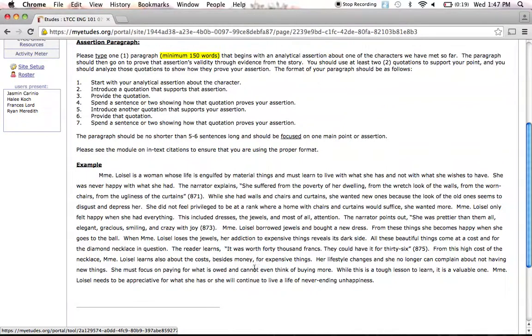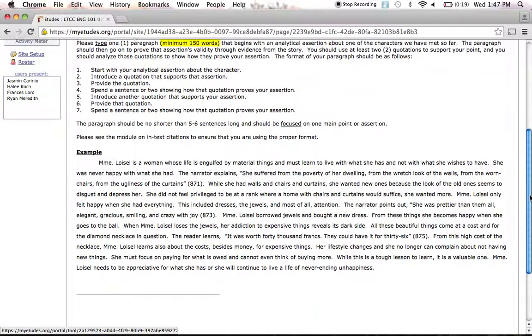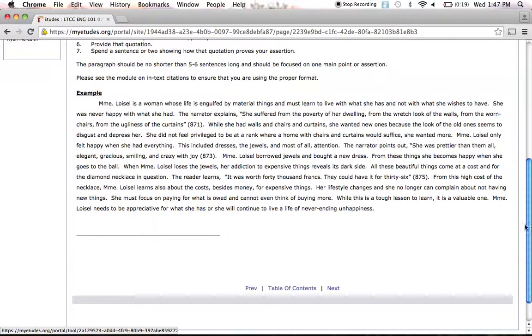Remember, this shouldn't be super long. It should be somewhere around six-ish sentences long. If it goes on too much longer than that, then you're going to probably lose your reader. You want it to be direct and to the point. So read through the example.